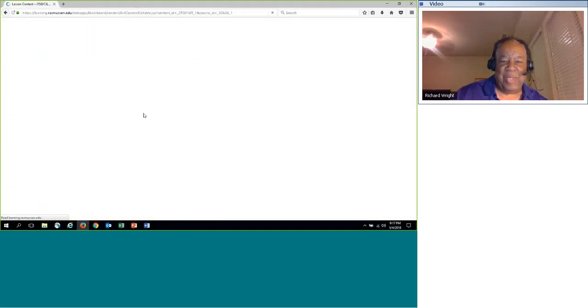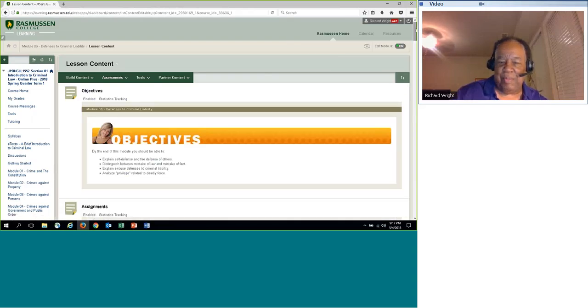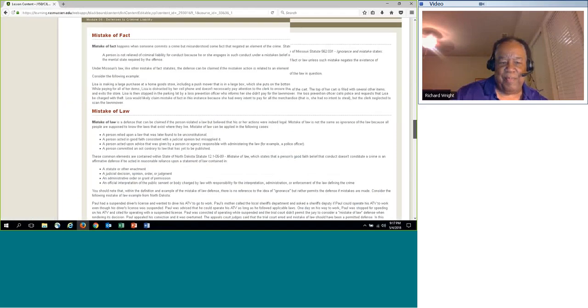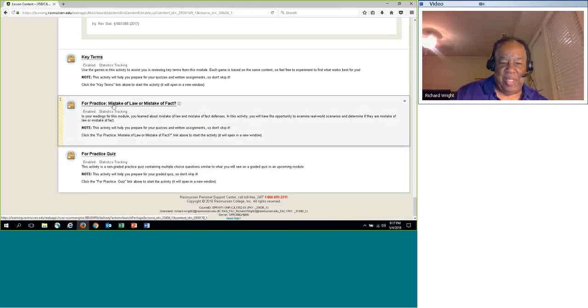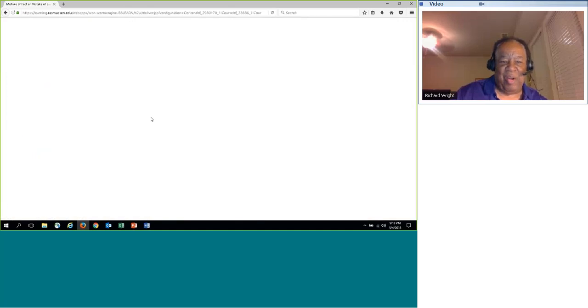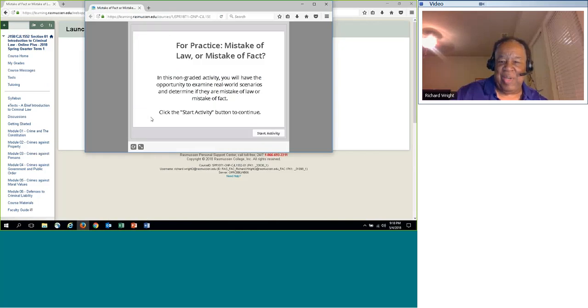All right, so now let's go back down to the bottom. Same thing. Look at this: mistake of law or fact. It gives some information that's valuable to help you understand mistake of law or fact. And what it does here is give you practice, and you can go through and do the activity, start the activity.